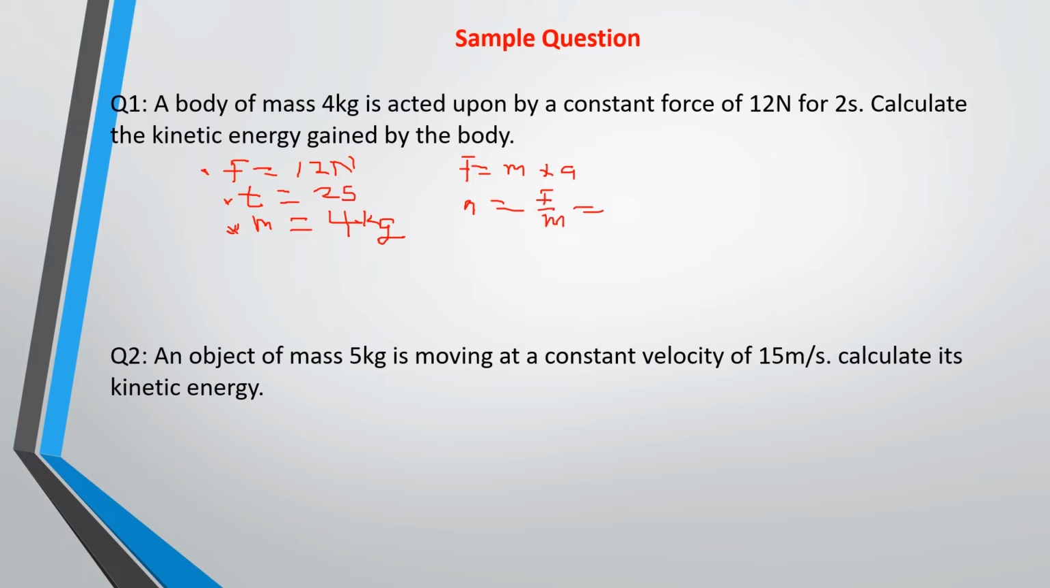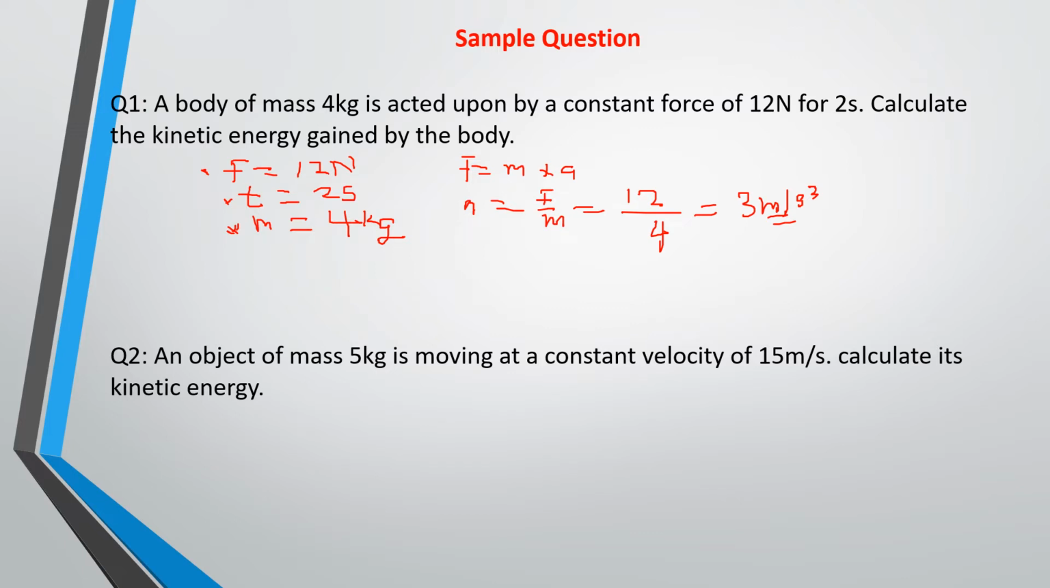So when you substitute this into the equation, you are going to have 12 divided by 4. Right? This is your force, and this is your mass. So that gives your acceleration to be 3 meters per second squared. Okay, so this is the first phase of this problem.